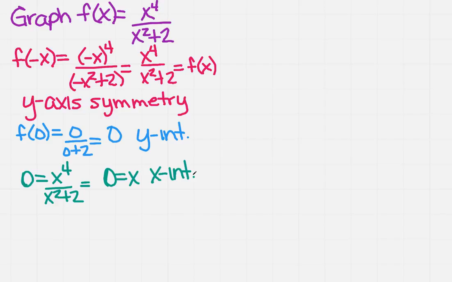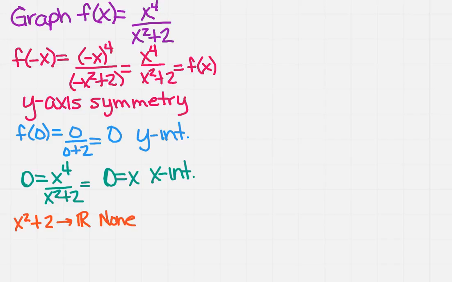So we want to look and see if there are any vertical asymptotes. So I looked at the denominator and I noticed that it was x squared plus 2. And I know that that's always going to be positive. So what I'm going to know is that the domain is all real numbers. So there are 0, or none, vertical asymptotes.